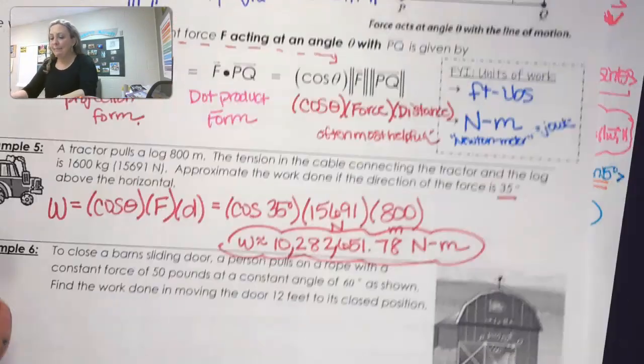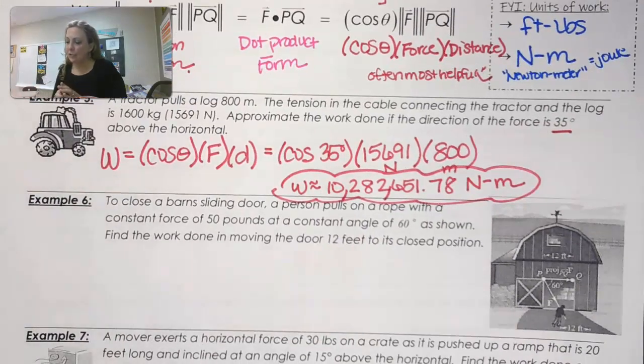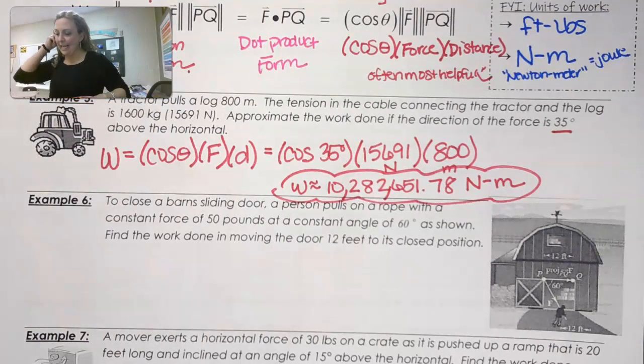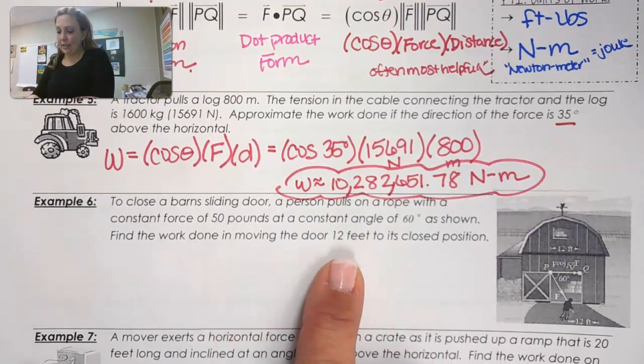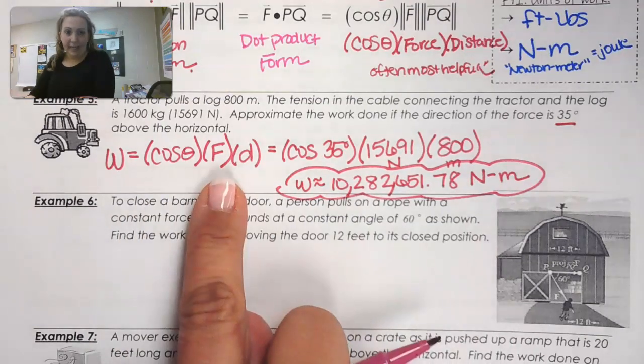Okay. Example 6 says to close a barn's sliding door, a person pulls on a rope with a constant force of 50 pounds at a constant angle of 60 degrees as shown. Find the work done in moving the door 12 feet to its closed position. Don't we have all this stuff again?